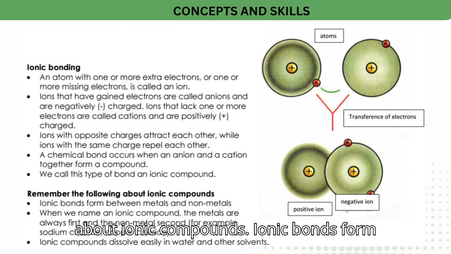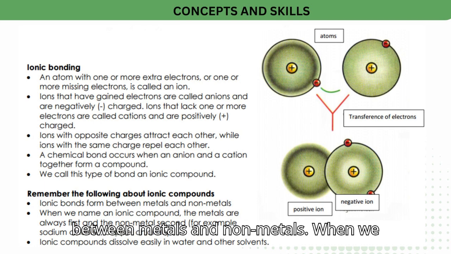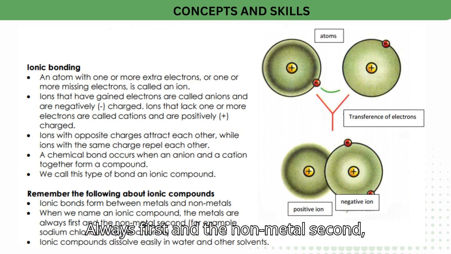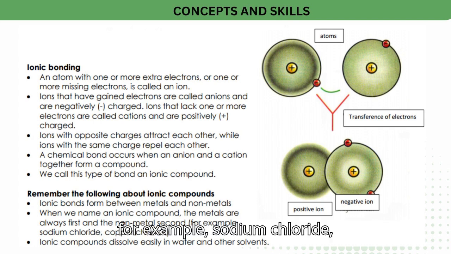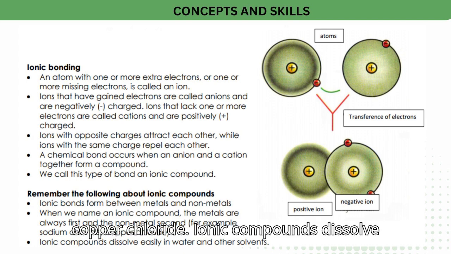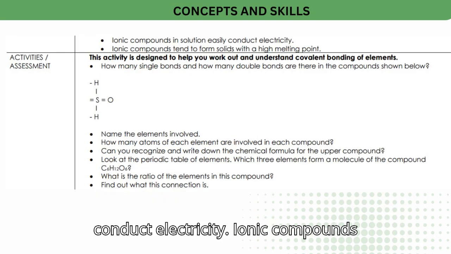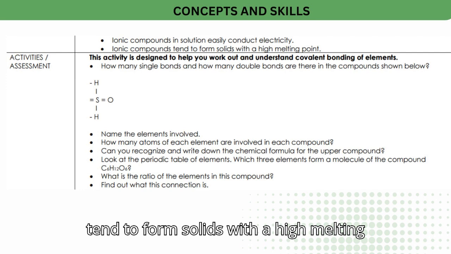Remember the following about ionic compounds. Ionic bonds form between metals and nonmetals. When we name an ionic compound, the metal is always first and the nonmetal second, for example, sodium chloride, copper chloride. Ionic compounds dissolve easily in water and other solvents. Ionic compounds in solution easily conduct electricity. Ionic compounds tend to form solids with a high melting point.